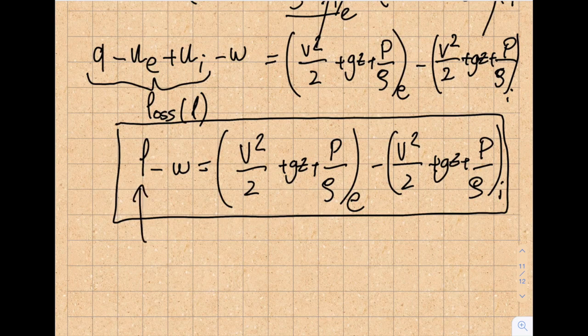But let's say that there's no shaft work, or turbine, or pump, or propeller within my control volume. So let's assume that this is zero. The first parenthesis that I have here is the energy at the exit, and this is the energy at the inlet. And I'll ask a question: what do you think the relationship is between the energy at the exit minus the energy at the inlet?